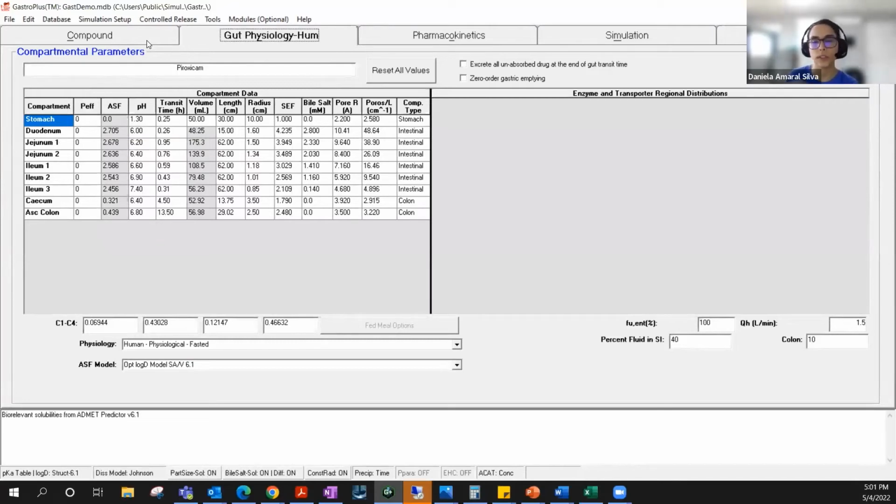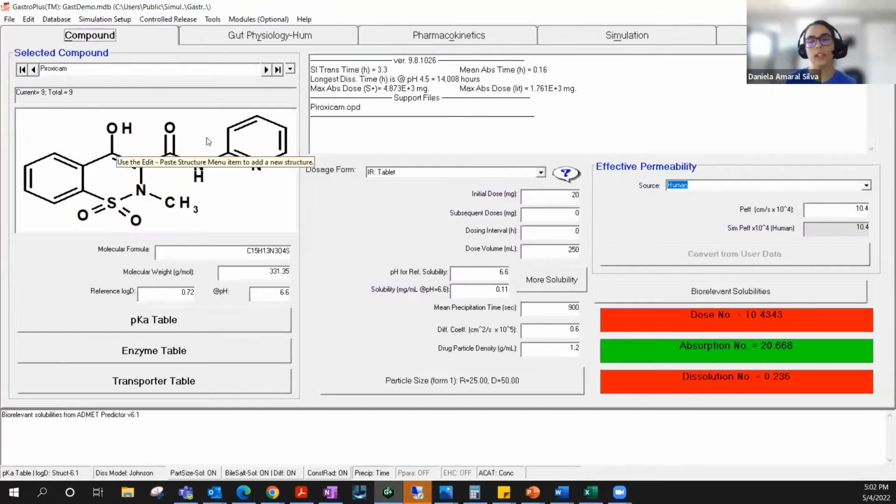So when the dosage form reaches the stomach, do I expect my drug to dissolve in the stomach or not? And of course, each group was assigned a different drug, so that exercise would obviously depend on the drug that they were working with.